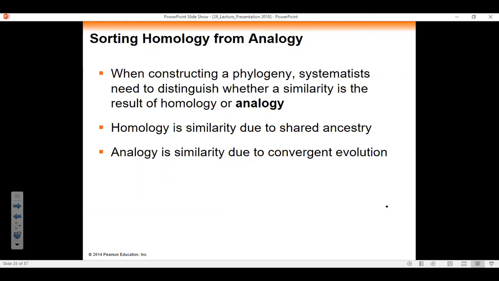All right, so one thing when we're doing these phylogenies is to try to figure out if something has a similar trait. Is it due to homology, which means homo in Greek means same. So this is similarity due to a shared ancestor. So you have similar bones in bats and birds and all sorts of things because a common ancestor had those same bones. But analogy is due to convergent evolution.